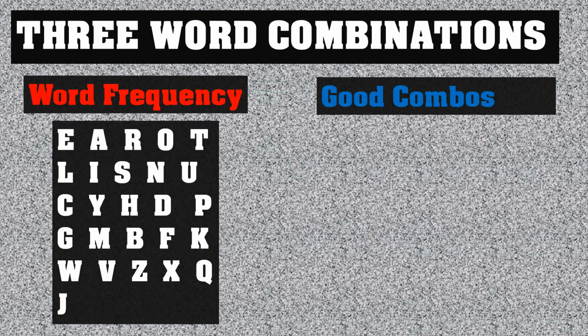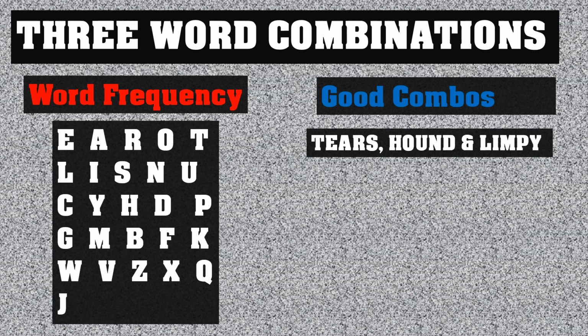Let's get into 3-word combinations. And when we get here, you're starting to throw away the as-many-letters-in-the-first-row rule. You're just trying to make whatever words you can with 3 rows' worth of letters, and you'll start seeing things come together. So I use that word tears, which you saw from before. Again, that could have also been stare, right, which probably would have been a little bit stronger. But I use tears, hound, and limpy.